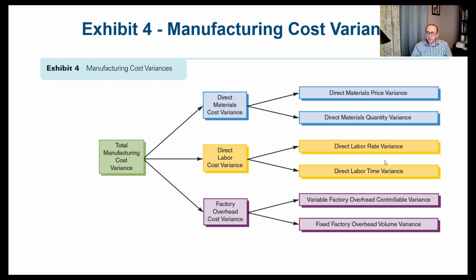For direct labor, we have the rate variance and the time variance. The rate variance is the variance in the hourly rate charged by labor. And the time variance is the difference between the standard time and the time actually used for manufacturing per item. That's what we call the time variance. So this is how we broke down the direct labor cost variance. And then for factory overhead cost variance, we have the variable factory overhead controllable variance, and we have the fixed factory overhead volume variance.